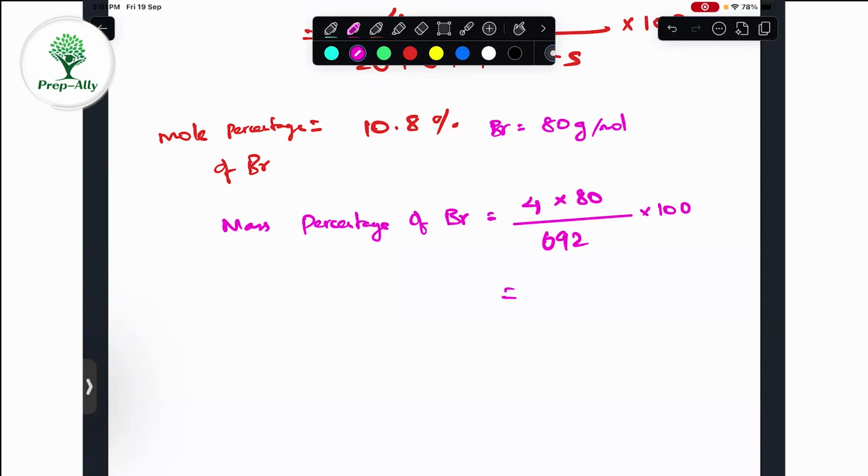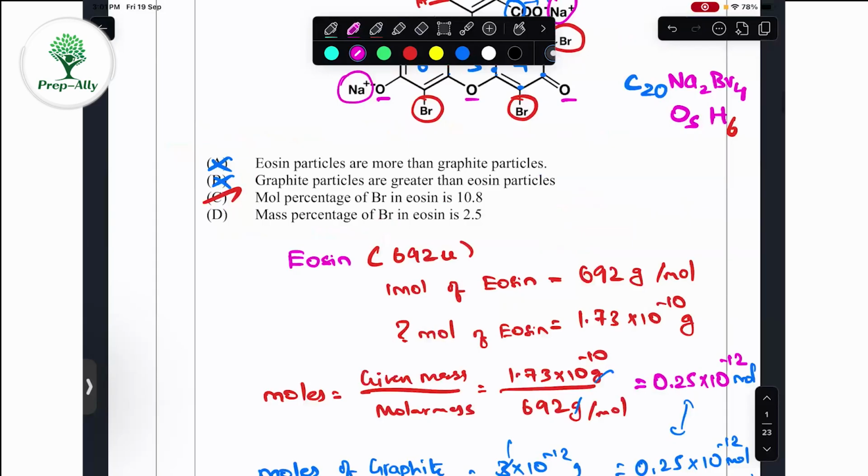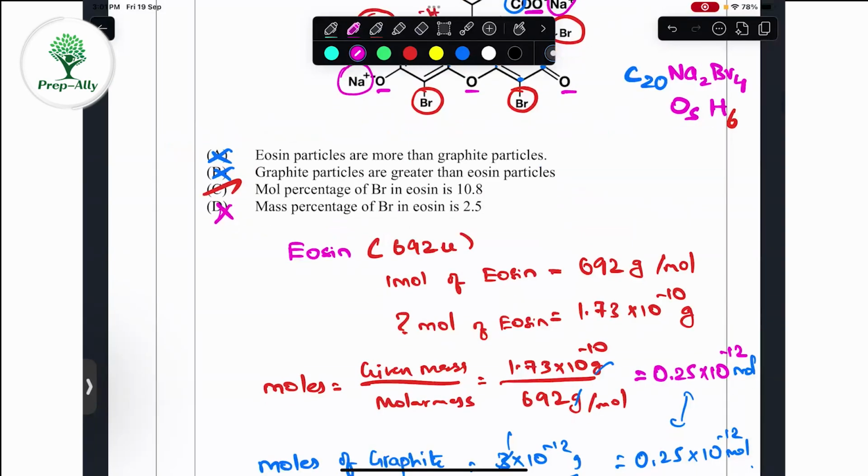If you do this, you will get around 0.4624 into 100 again. So it will be around 46.24. It is not 2.5. So the mass percentage of bromine is 46.24. So this is not going to be your answer. So the answer is going to be C.